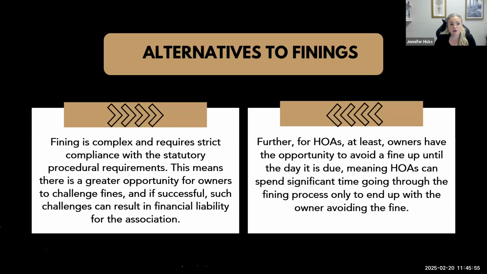So as Cindy and Jim said, fining is complex. It requires strict compliance with what the statute says for the procedure. You need your fining committee. You have to give owners a very long time in some situations. And all of that complicated process really allows a much better opportunity for owners to challenge a fine. If they challenge and they are successful, it could result in a financial liability to the association. So with the risk, and the ability to cure for so long, especially in the HOA world, what else can we do? There are some alternatives.